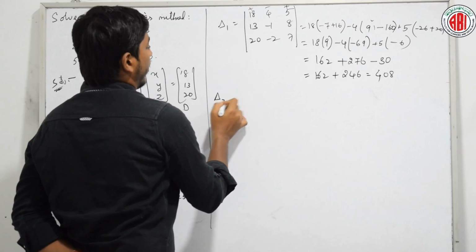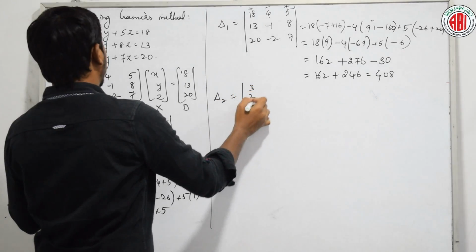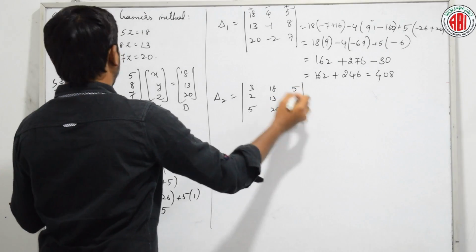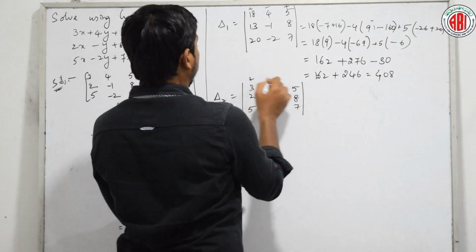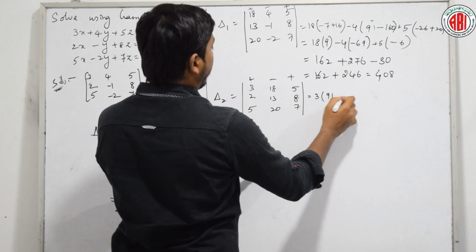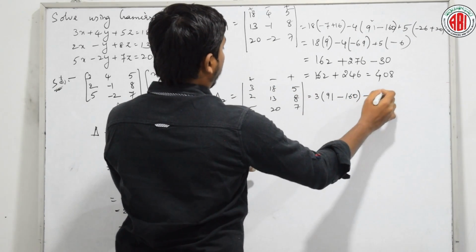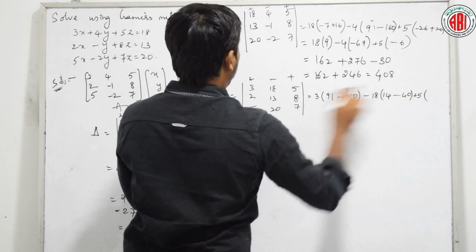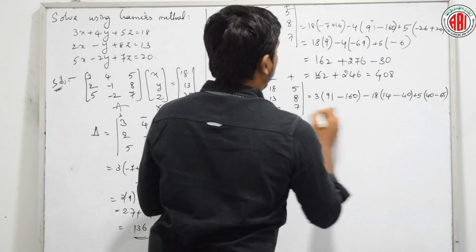Now let us find the value of delta 2. That is, we have to replace the second column. 3, 2, 5, 18, 13, 20, 5, 8, 7. Is it right? What is that we have to do? We have to find the determinant. Okay, that is equal to 3 into 13 sevens are 91, minus 8 twos are 160, minus 18 into 7 twos are 14, minus 8 fives are 40, plus 5 into 40 minus 13 fives are 65.